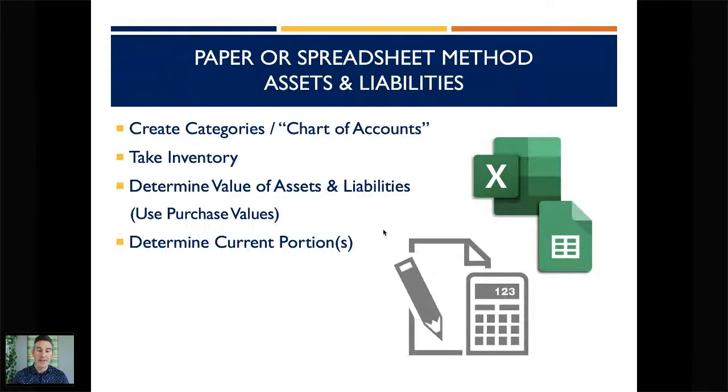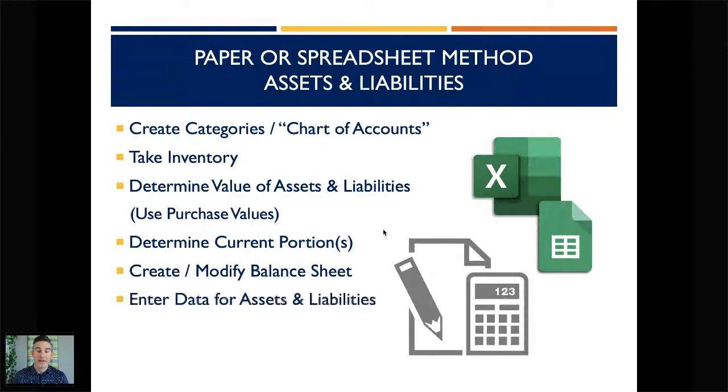Okay, returning to this, you're going to take your current portion. You're going to figure that out. If you have a longer term loan, you're going to deduct out, okay, well, what is the portion that I need to pay on the principal in this next 12 months? So that'll go in your current section. And then you're just going to create your balance sheet and start entering the data.